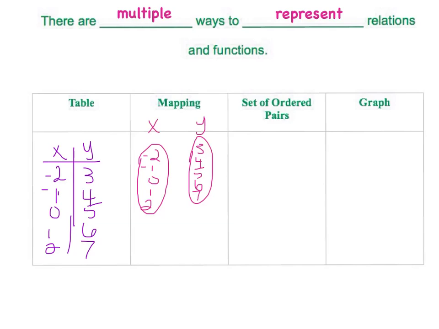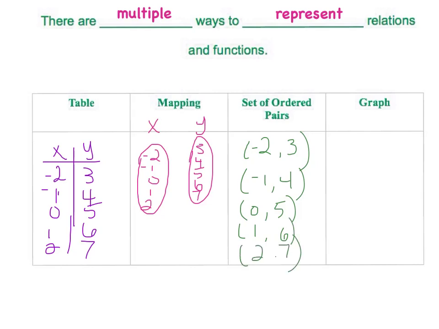Now let's look at a set of ordered pairs, which we've already done. That would be, for example, (-2, 3), (-1, 4), (0, 5), (1, 6), and (2, 7). So that's an example of a set of ordered pairs.